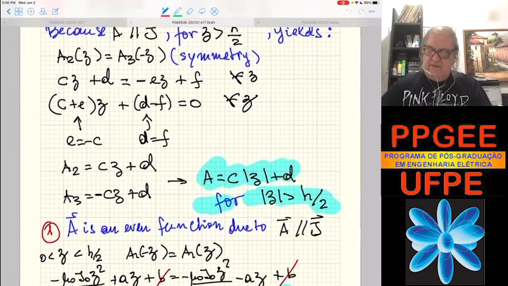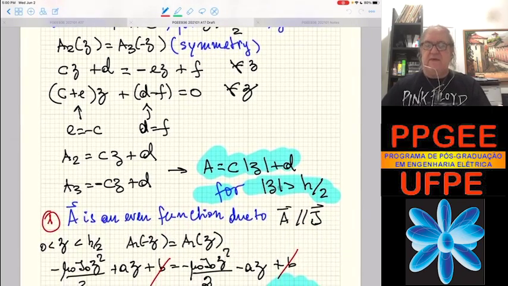So A2 can be written like this and A3 like that. In general, for Z outside of the current region, the only thing that changes is a sign. This doesn't change. So the potential vector can be written like this: C times the absolute value of Z plus D.